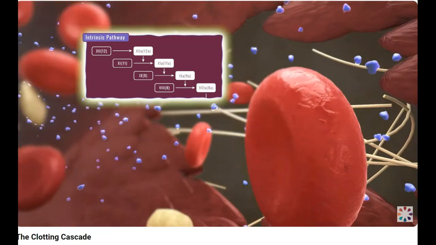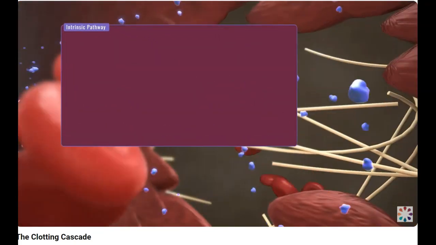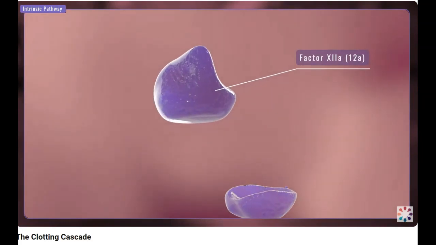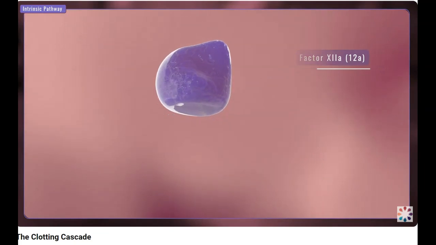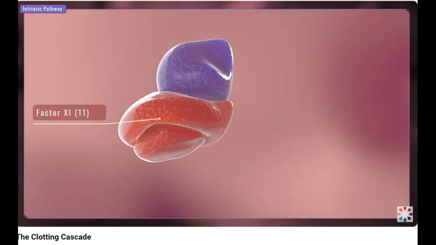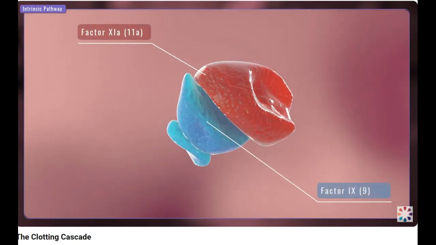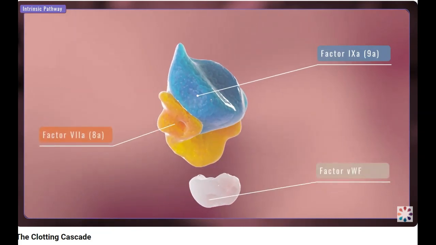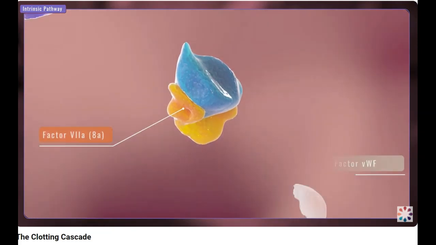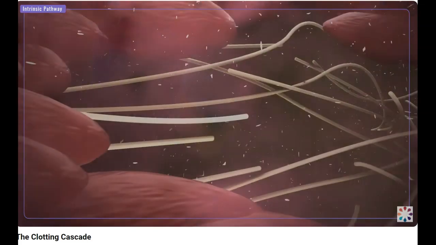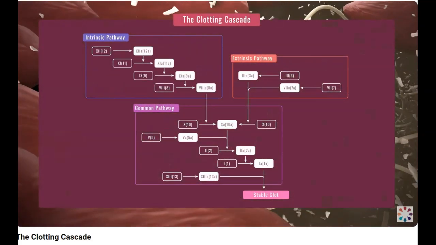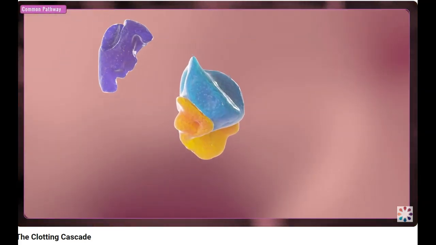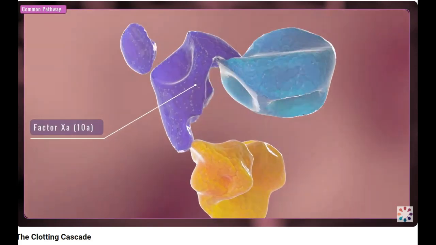When there is an injury, factors found inside the blood vessel are activated. The activation of factor 12 starts the intrinsic pathway. Factor 11 activates factor 9. Von Willebrand factor stabilizes factor 8 as it moves toward factor 9. Factors 8 and 9 bond together, and this bond activates factor 10.